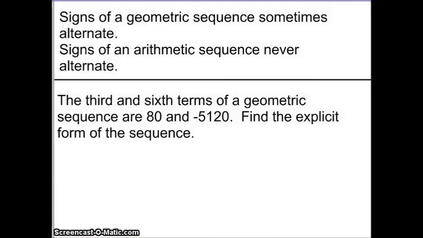Signs of an arithmetic sequence never alternate. If you're adding the same number over and over and over again, you're either going in the positive direction or in the negative direction. You cannot bounce back and forth. So if you're taking a look at a sequence and the signs are alternating, you know it cannot be arithmetic, but that it might be geometric.